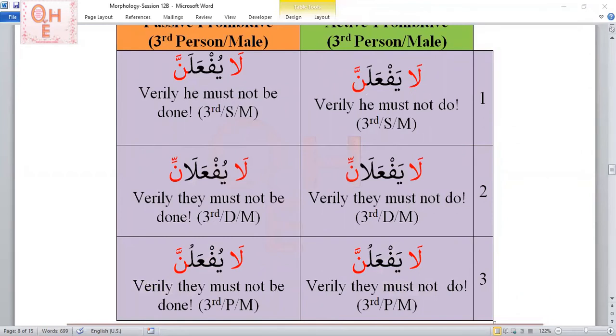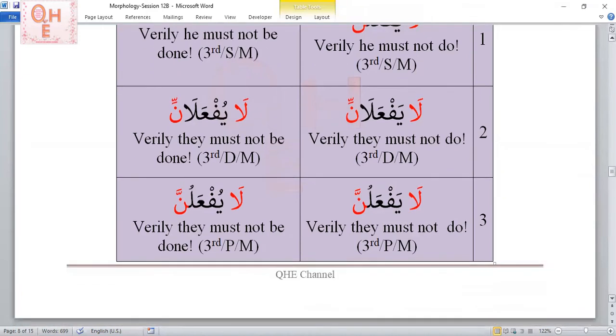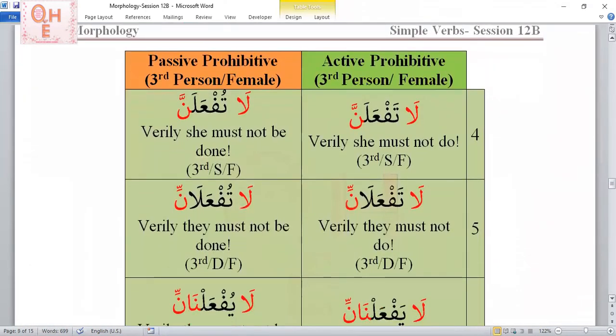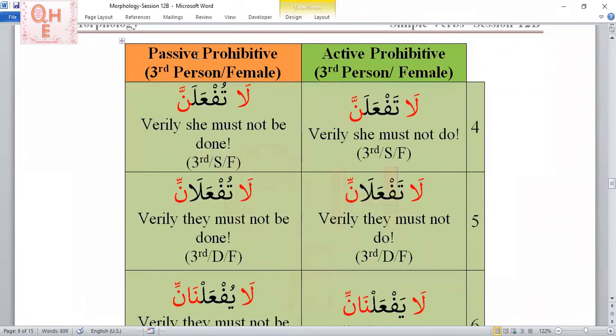And let's see now the third person female. Third person female, the active prohibitive verb, the first one, la taf'alanna. Verily she must not do. The doer is a third person singular female.